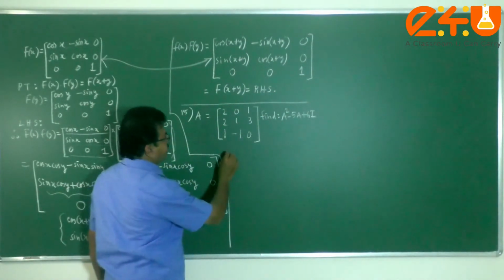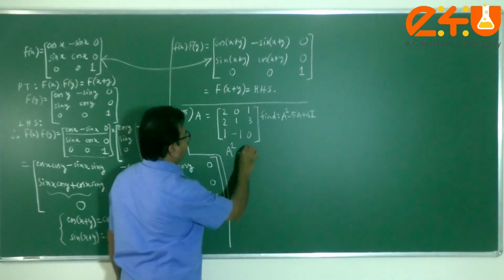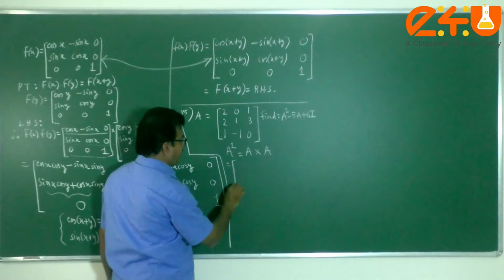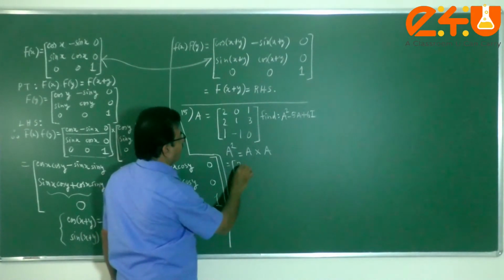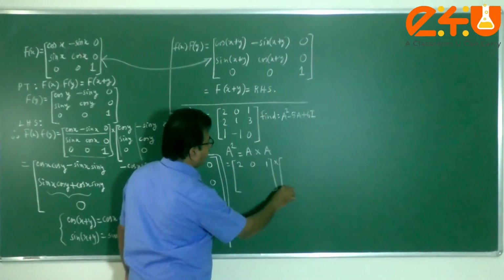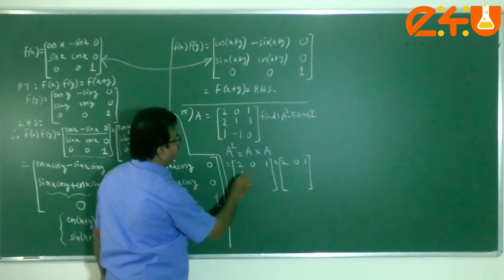Let us do term by term and then put them together. So I am going to evaluate A squared first, which means A multiplied by the same matrix A once again. So let me write the elements.